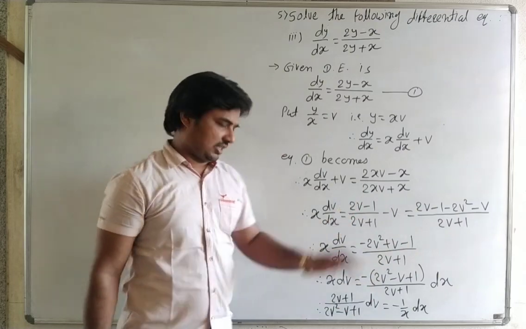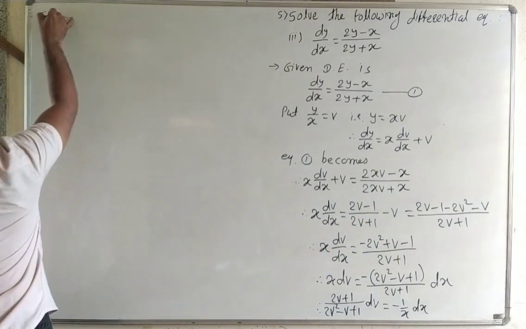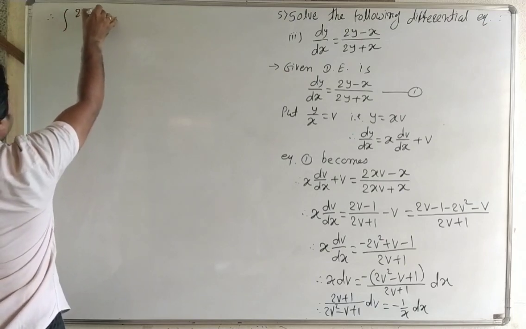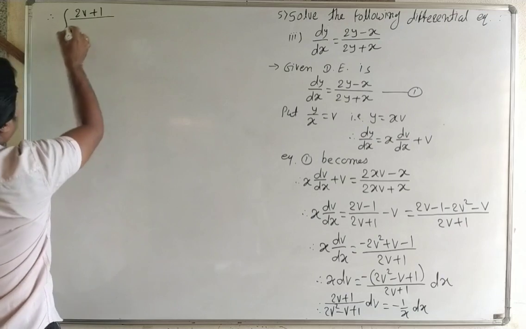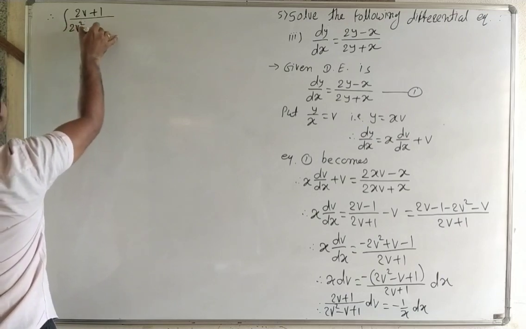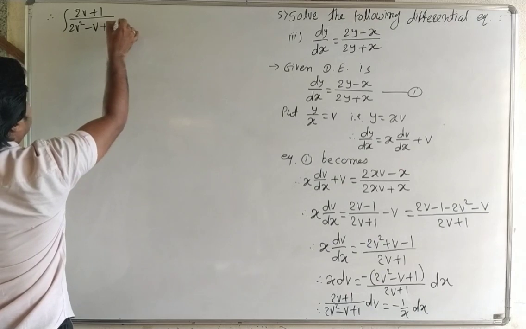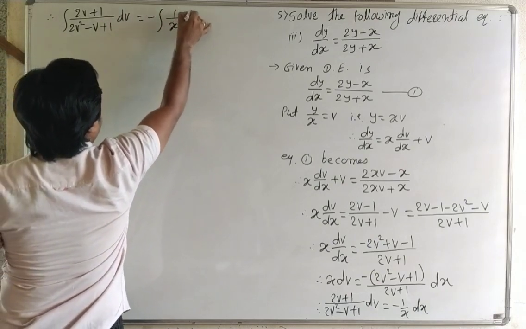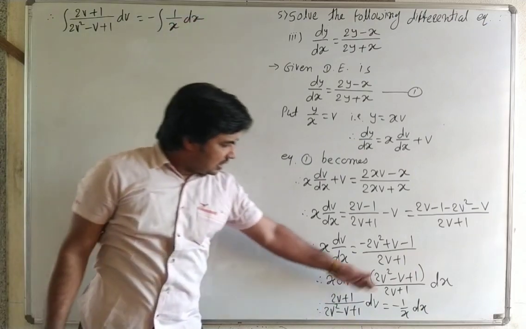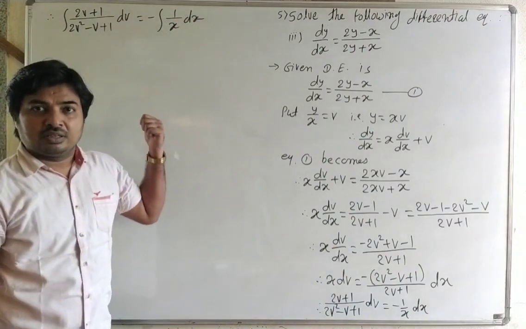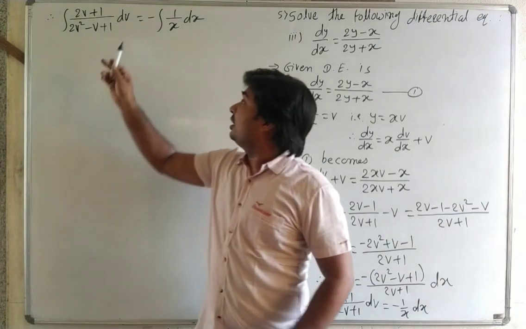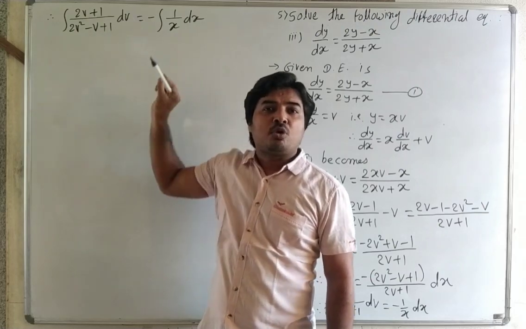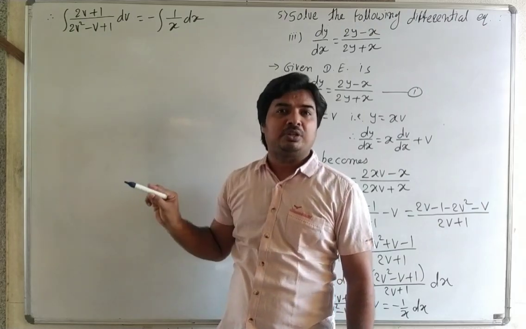Now we integrate this, and therefore the integration of (2v + 1)/(2v² − v + 1) dv is equal to minus the integral of 1/x dx. Here the variables are separated, we integrate this. Now we find this integral of (2v + 1)/(2v² − v + 1). It is in the form of linear function upon quadratic function.